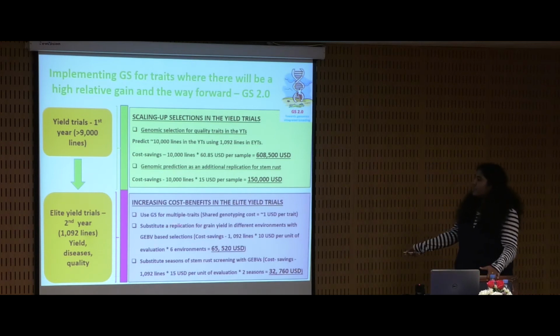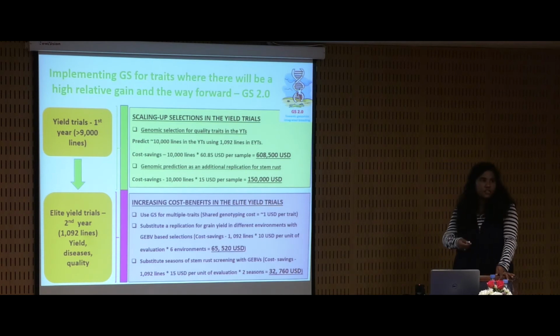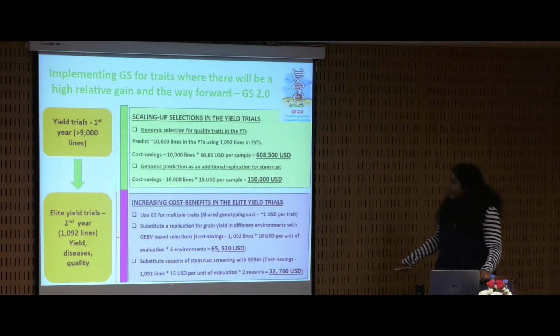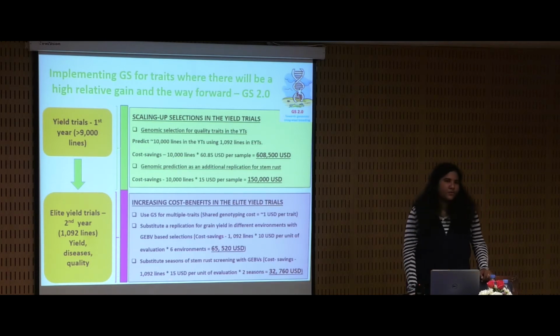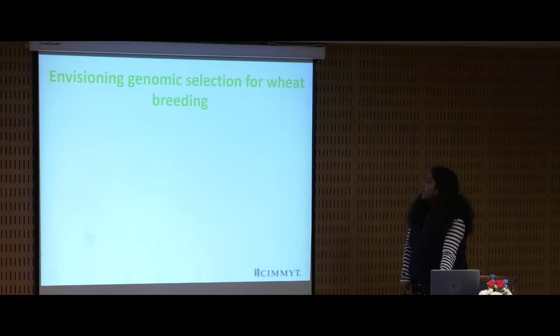And then you use GS for multiple traits, because if you have 10 different traits and $20 per sample, it's going to cost you $1 per sample. And you can easily justify that with what you do. For example, a replication for grain yield is going to cost you $10 per unit of evaluation. So if you have 1,000 lines, $10, 6 environments, that's again going to be $65,000 of savings. And you can easily do that with genomic selection. And again, with stem rust, we currently do about 4 seasons of evaluations, and we can use GEBVs to select for stem rust as well.